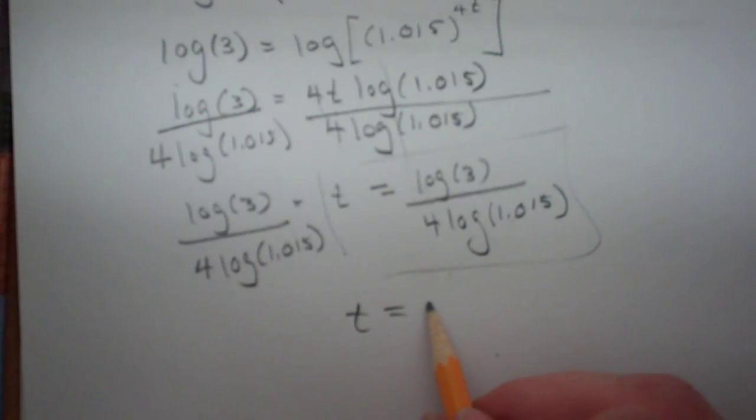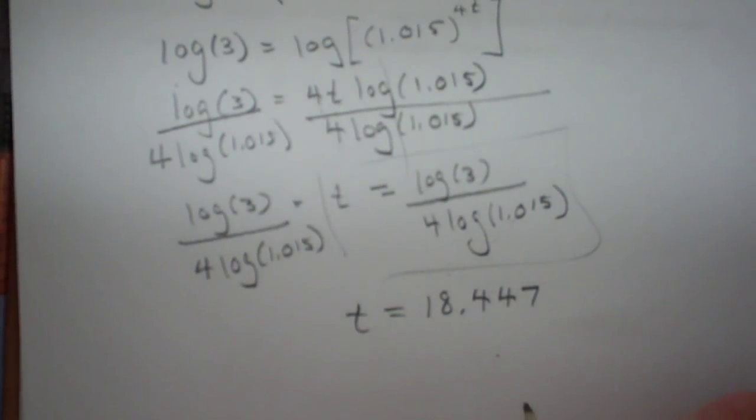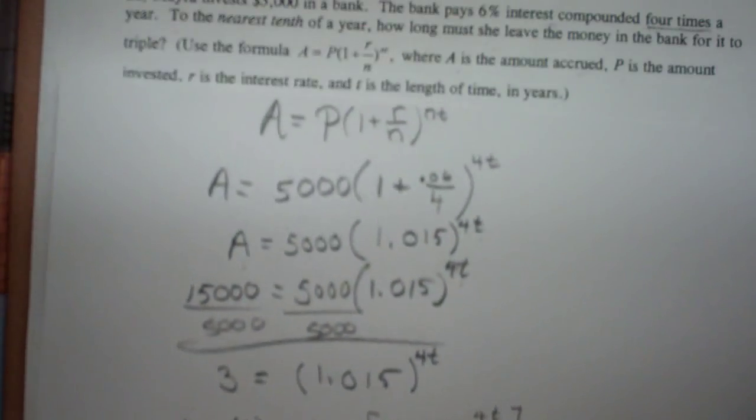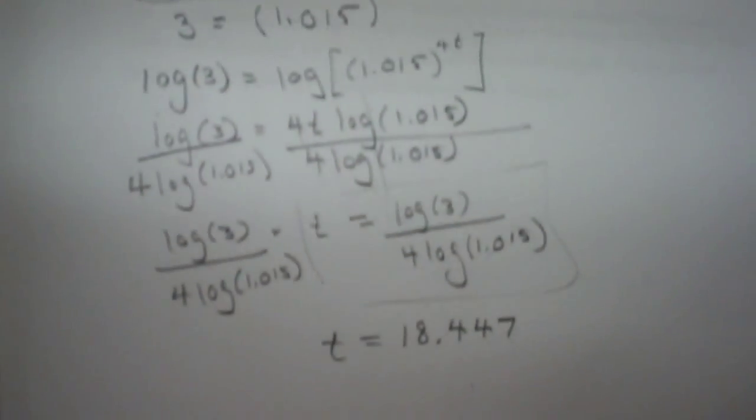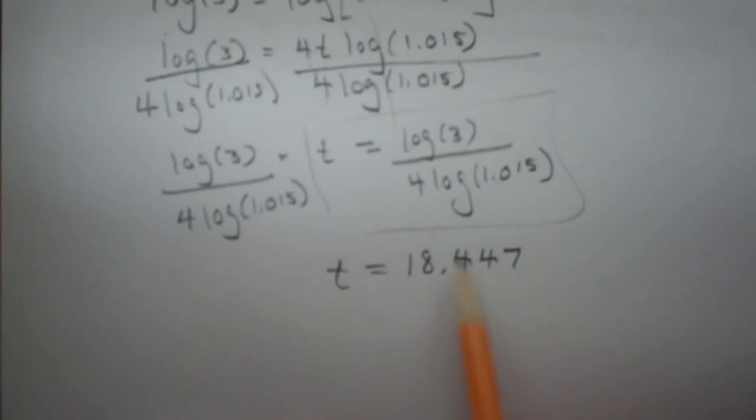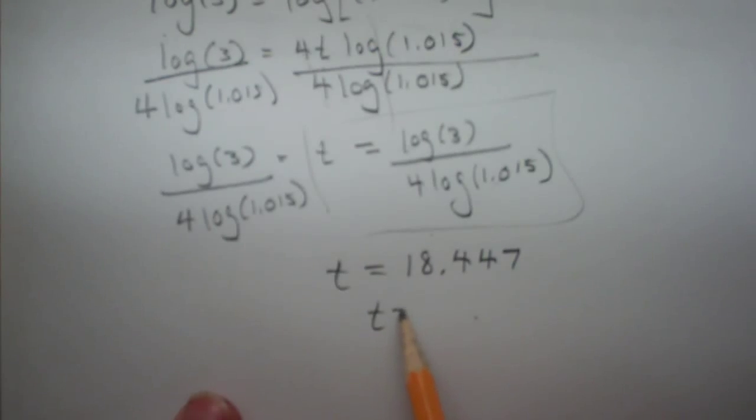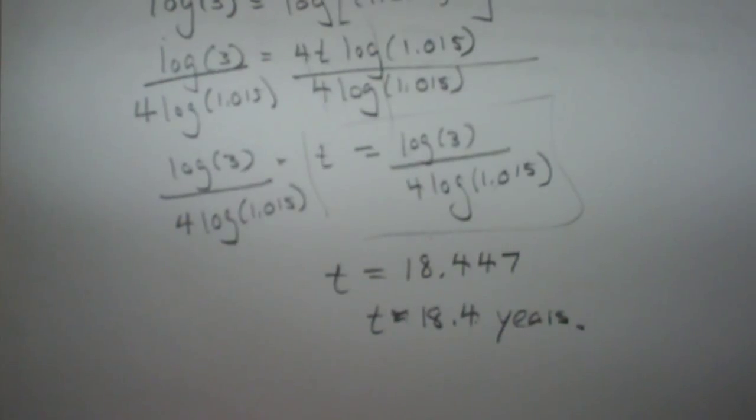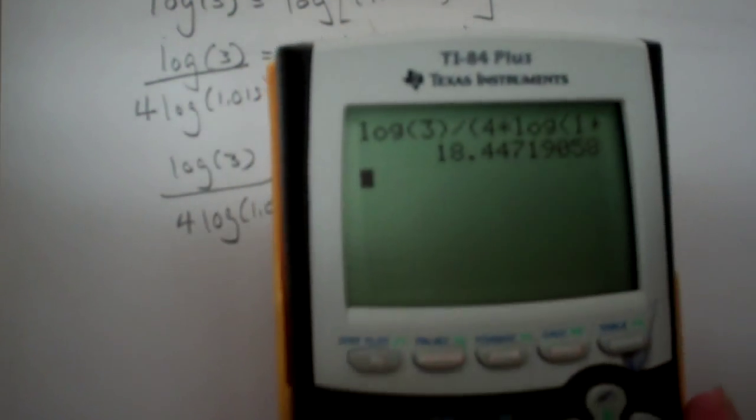I end up with 18.447. So t is approximately equal to 18.447. It said to the nearest tenth, though, didn't it? Yeah, it said to the nearest tenth of a year. And so rounding this to the nearest tenth, we get t is approximately equal to 18.4 years.